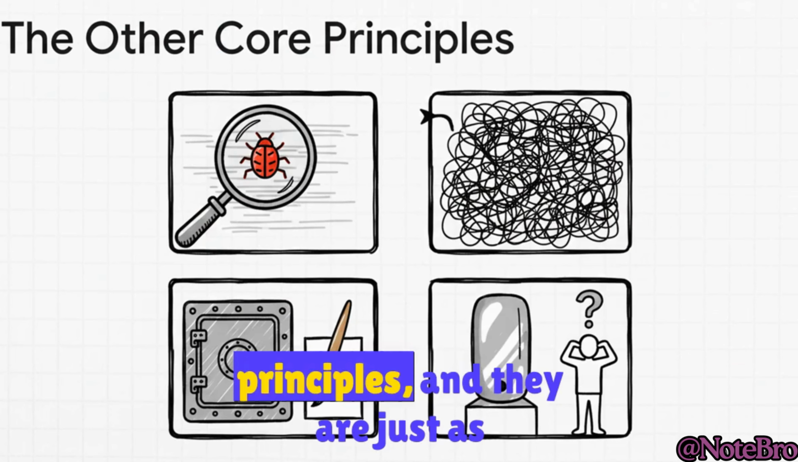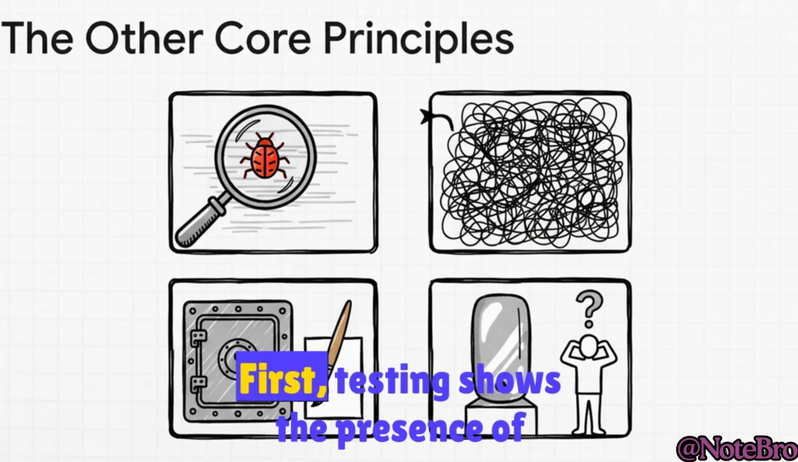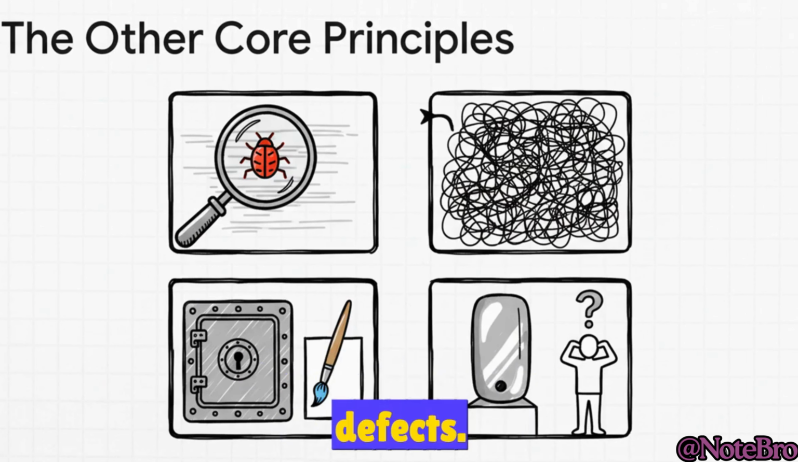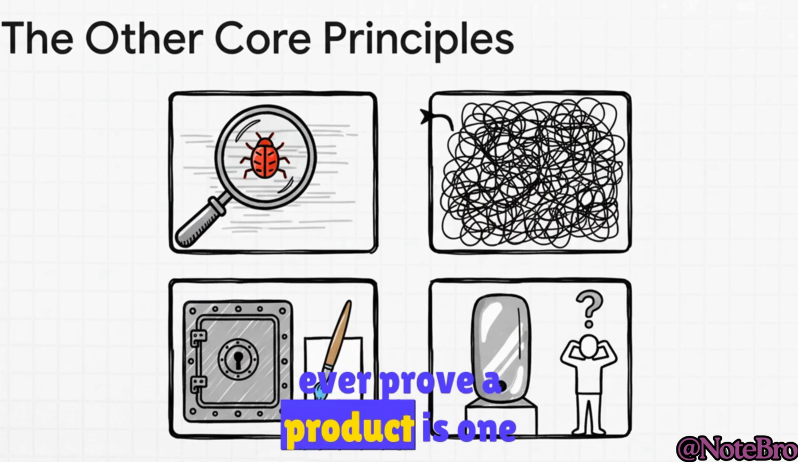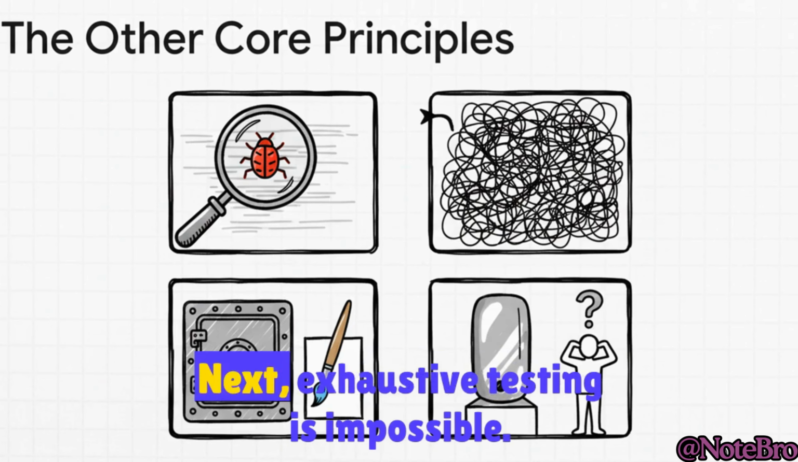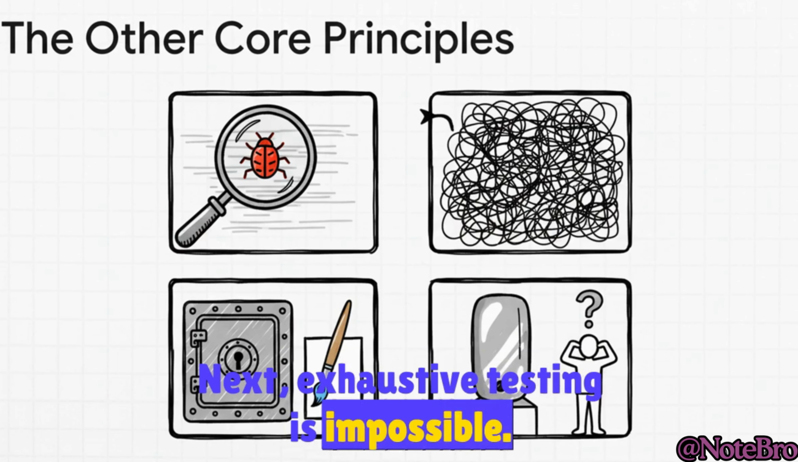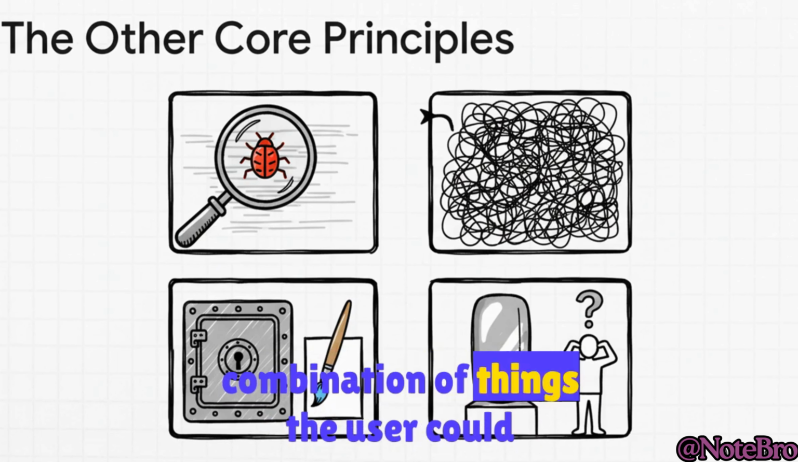Now for the rest of the principles, and they're just as critical. First, testing shows the presence of defects. This means it can prove there are bugs, but it can never, ever prove a product is 100% bug-free. Next, exhaustive testing is impossible. You just can't test every single combination of things the user could do.